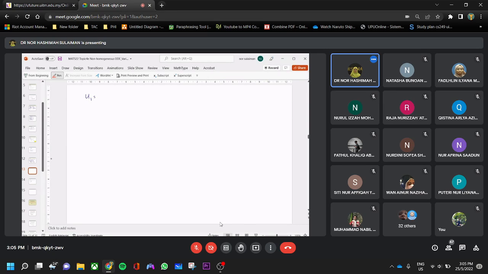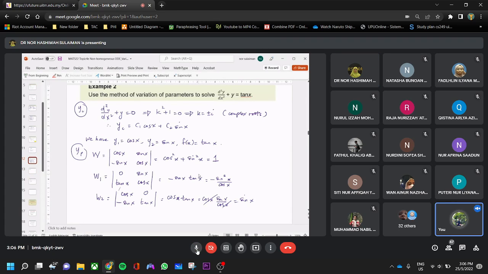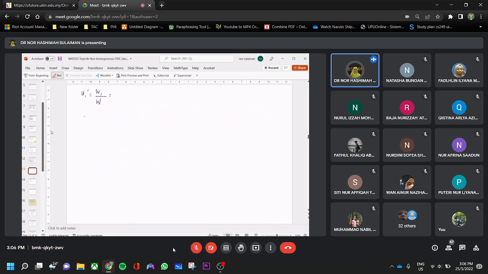Betul? Okay lah, kita buat satu-satu. Okay, kita cari U1 prime dulu. Apa U1 prime? W1? Okay, apa W1 tadi? Negatif sin kuasa 2x, okay. Alright, saya tulis dulu kenapa dekat workout tadi tu negatif apa tadi, sin kuasa 2x over cos x kan?